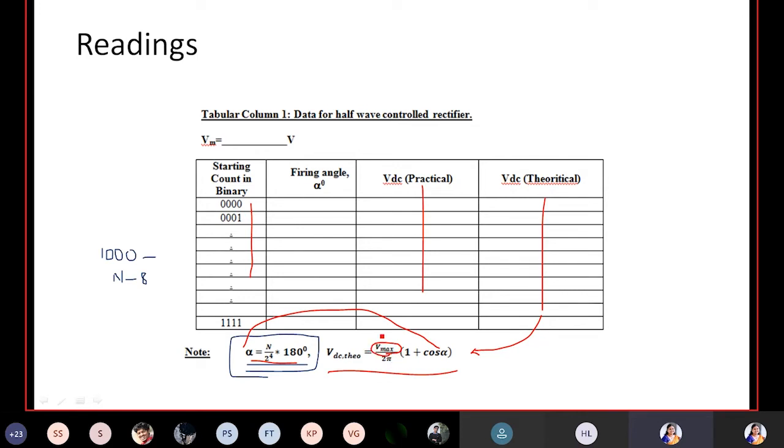Vmax you can note down. 230 volts is the RMS value. You can measure it from the CRO. You'll be observing the waveform in the CRO. You can note down VM. Blindly don't take it as 230 into root 2, because 230 is the ideal value. Each and every time we won't be getting 230 volts RMS at the supply. Sometimes it could be 220, sometimes it could be 225. So always, before calculating the readings, note down what VM is.